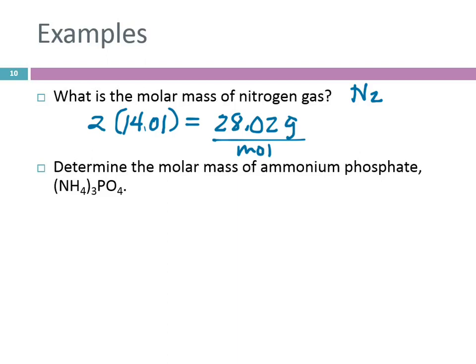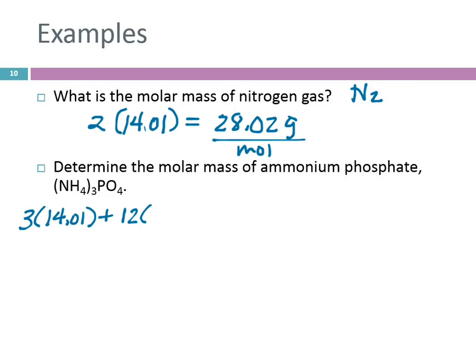Do you want to do one more, or are you good? Okay. Determine the molar mass of ammonium phosphate. Here's the formula. So we look at the formula, and we've got nitrogen, hydrogen, phosphorus, and oxygen. We need to figure out how many of each of them, because in 1 mole of this compound, we would have 1 mole of nitrogen times 3. So 3 moles of nitrogen. We look up nitrogen on the periodic table, and how many moles of hydrogen? 3 times 4, 12, right?